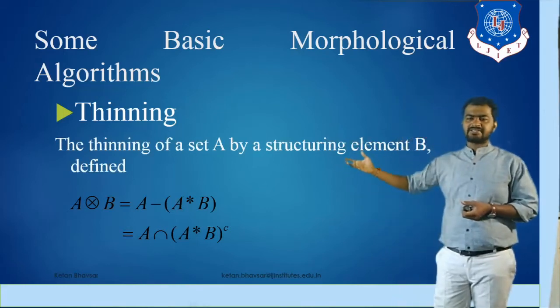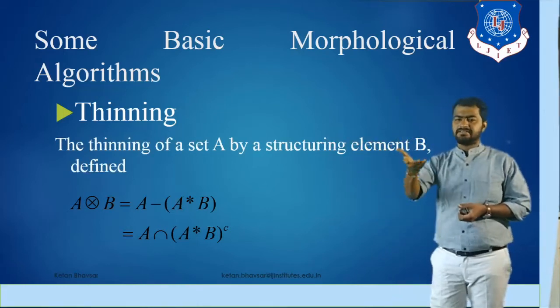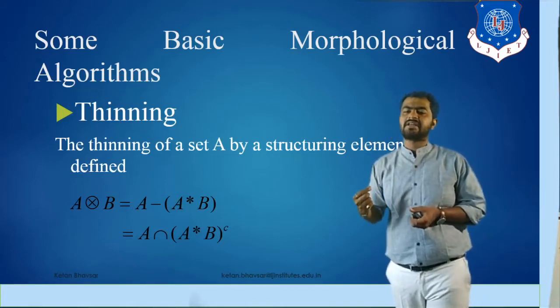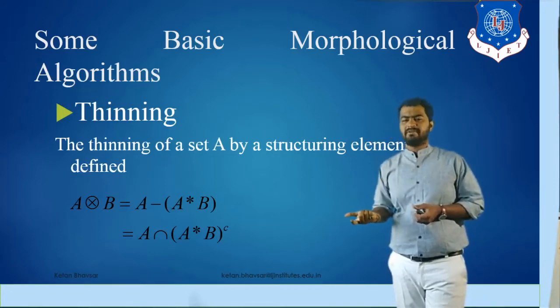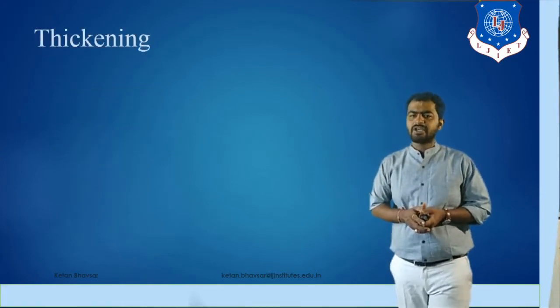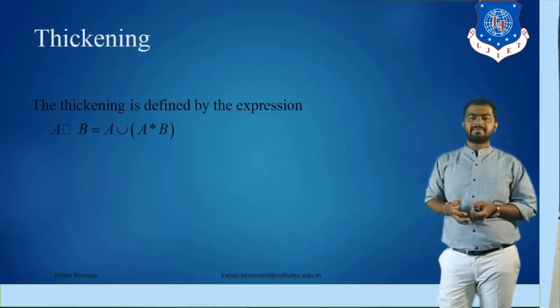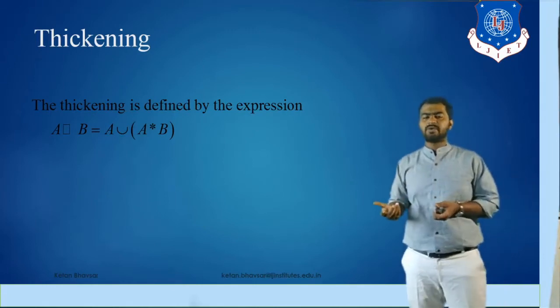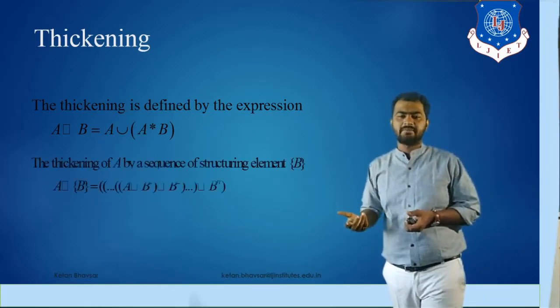As you can see, the structuring element B is defined as I already told you: A intersection B complement. Now next we're talking about the thinning-based concept. Thinning is defined as an expression that is totally opposite. As you can see, A union A star B.